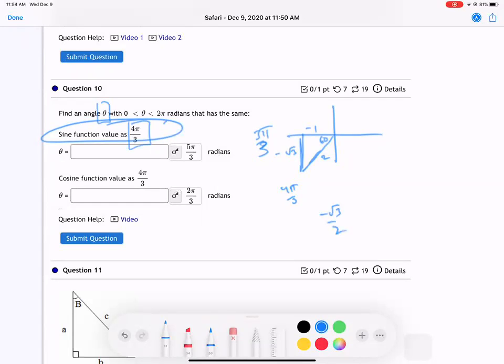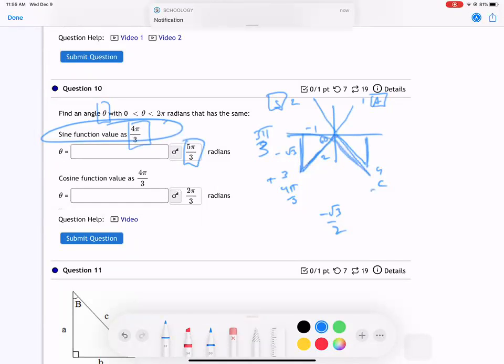So when else would sine be negative? In quadrants 1, 2, 3, or 4? Remember, all students take calculus. So we're positive in quadrants 1 and 2, but negative in quadrants 3 and 4. So our next one is going to be actually over here. So what's the angle? It's going to be 5 pi over 3. 1, 2, 3, 4, 5. 5 pi over 3 will give me the same answer, negative square root of 3 over 2.